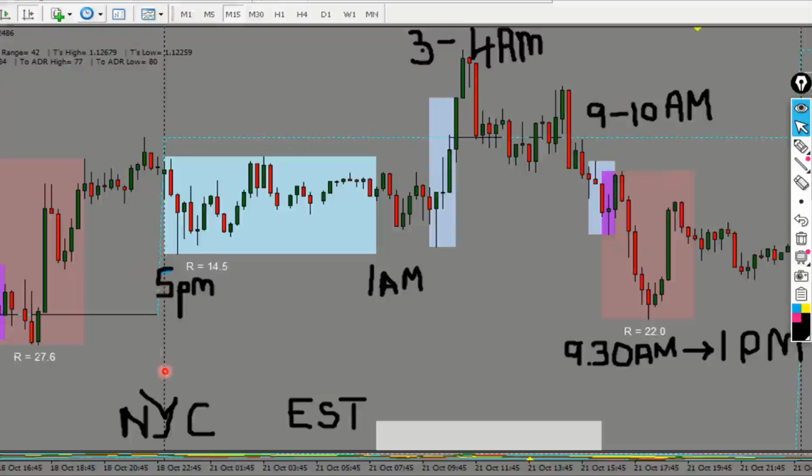So 5 p.m. in here, where I have this, we have the beginning of the Asian session to 1 a.m. We have 3 to 4 a.m., the London session in here. The London session will begin on the mid line, on the mid candle. As you can see, we have 1, 2, 3, 4, 5. On the third candle, this is the beginning of the London session. Same with here, this is the beginning of the New York session where the red box begins.